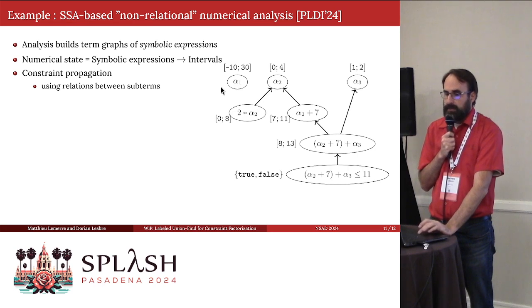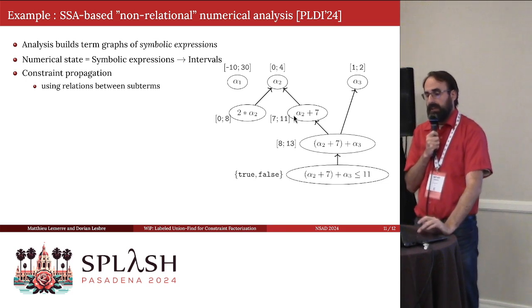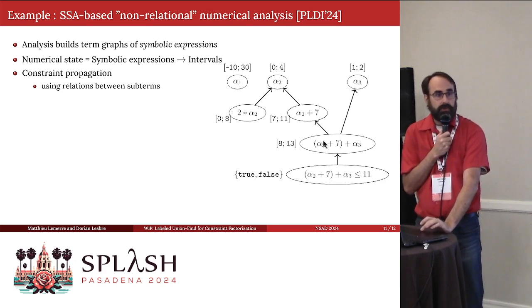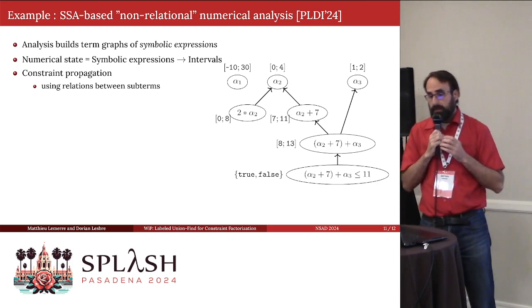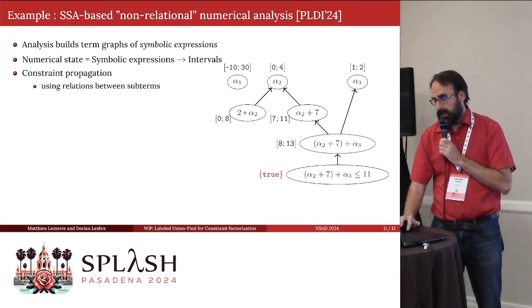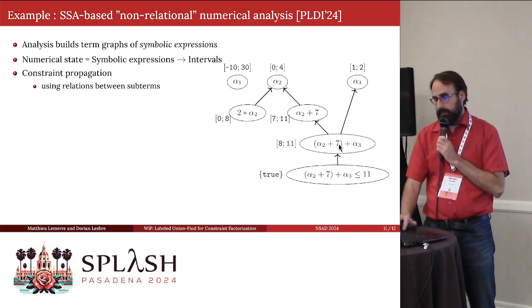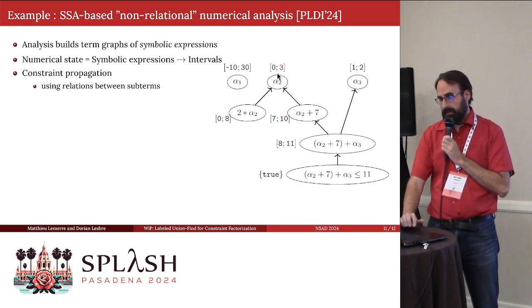And why is it more precise? Because it's actually not really non-relational. You actually have some relations between your variables, and the relations are given by the relations that you have between all the terms. So what we can do is apply some constraint propagation between all of the subterms. For instance, if we know that this condition is true, it means that this variable is below 11, which implies that alpha 2 plus 7 is below 10, which implies that alpha 2 is below 3, which implies that 2 times alpha 2 is smaller than 6.